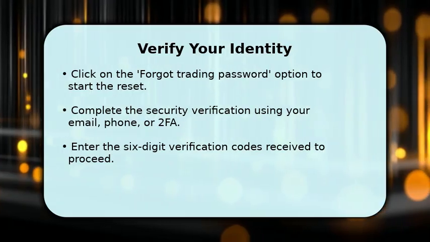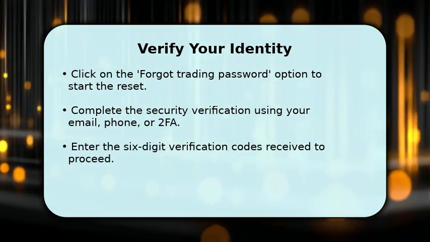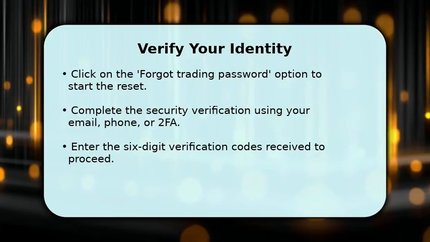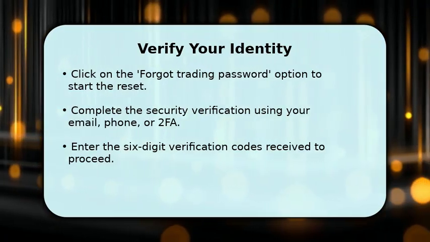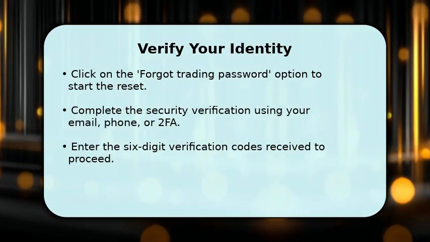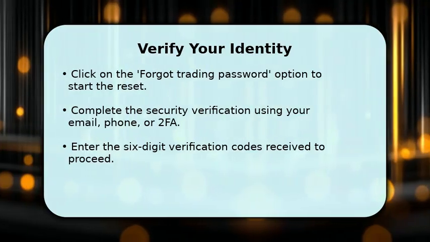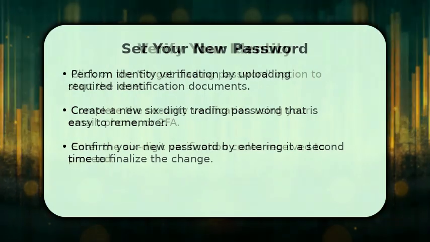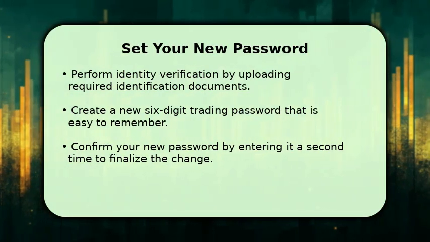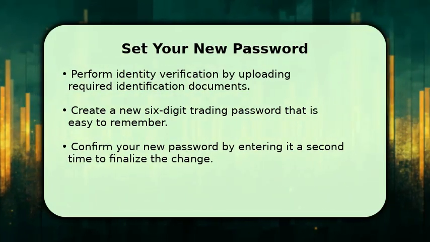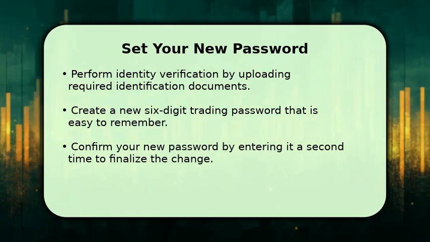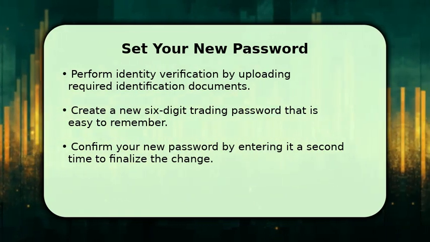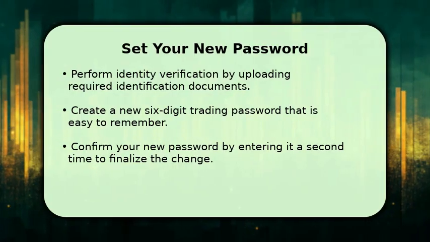This typically involves sending a verification code to your linked email address or phone number, or using your Google two-factor authentication. Carefully enter the 6-digit codes you receive to verify your identity and move to the next stage. After the initial verification, you may need to complete an identity verification process. This often involves uploading photos of your identification documents to confirm you are the account owner.